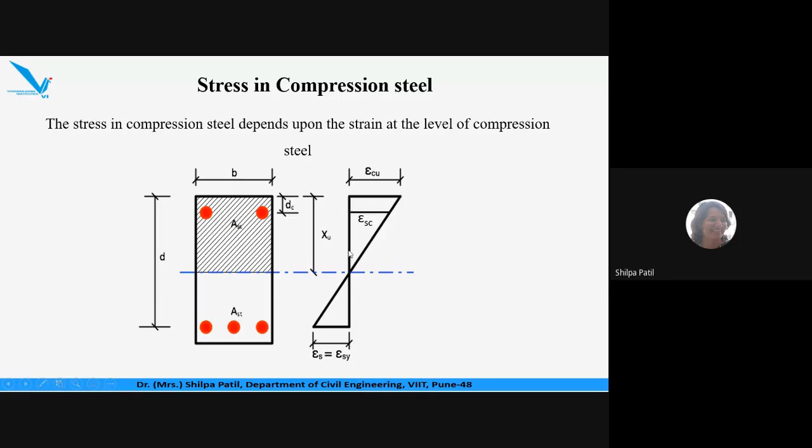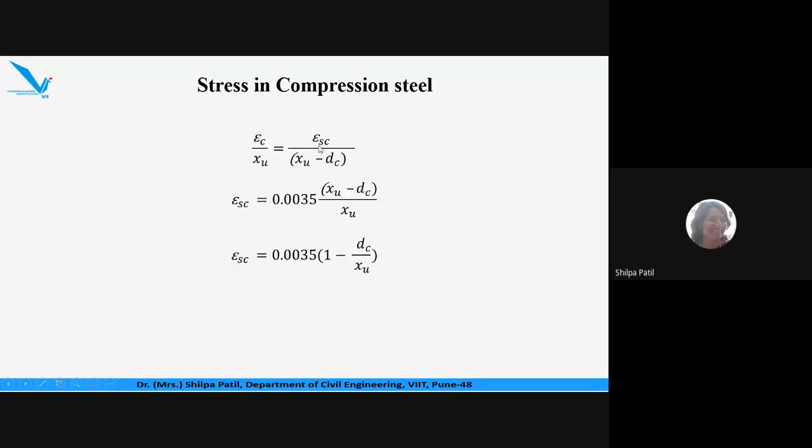Now how can I find out this depth? This is total XU minus DC. I can get this depth. Are you getting this? In this upper portion of the strain diagram, I'm considering two triangles, the bigger one and the smaller one. In the bigger diagram, considering the similarity of the triangles, epsilon Cu upon Xu will be equal to epsilon Sc upon this depth, which is Xu minus Dc. So the same is written over here.